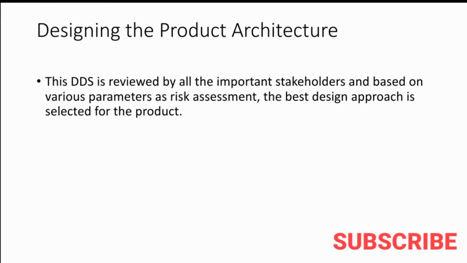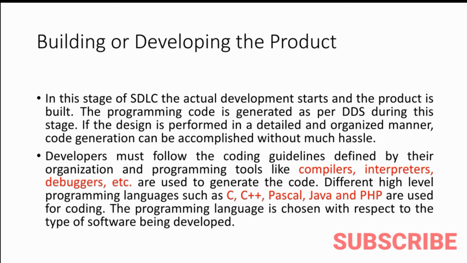The third step is designing the product architecture. Product architecture is nothing but the steps which contain how to build the software. This DDS is reviewed by all the stakeholders, and based on various parameters, a risk management approach is selected. A good approach is selected, and risk management is also done for selecting the architecture.